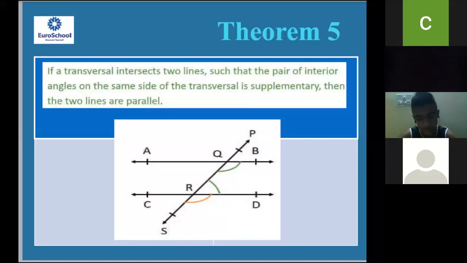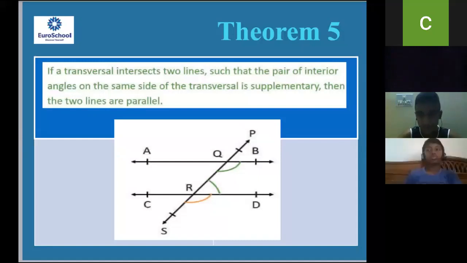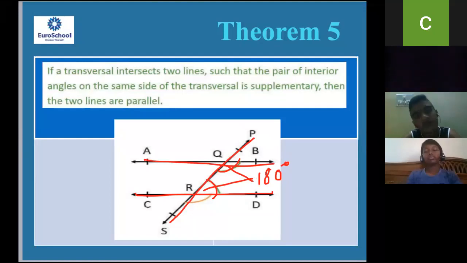In theorem 4, the lines are parallel, so the sum of co-interior angles is supplementary. Here it is said that if a transversal intersects any two lines and two co-interior angles are formed, and if the sum of these two co-interior angles is 180, then the given lines AB is parallel to CD. This theorem is helpful to check whether the given lines are parallel or not.